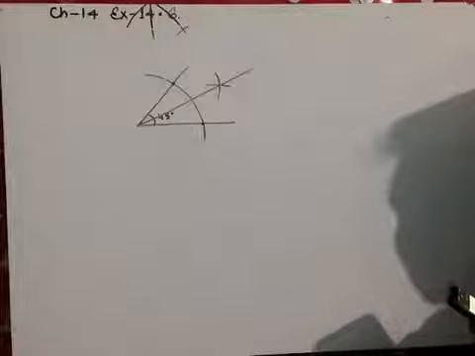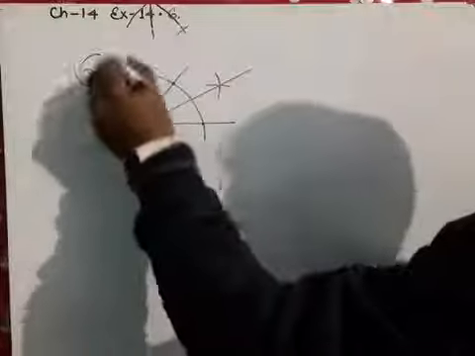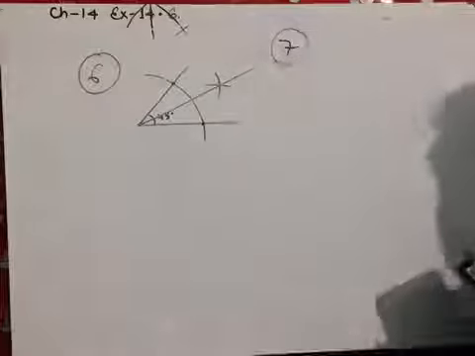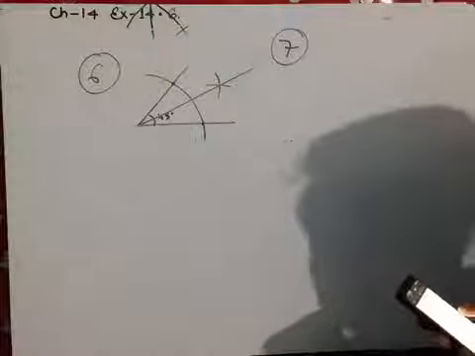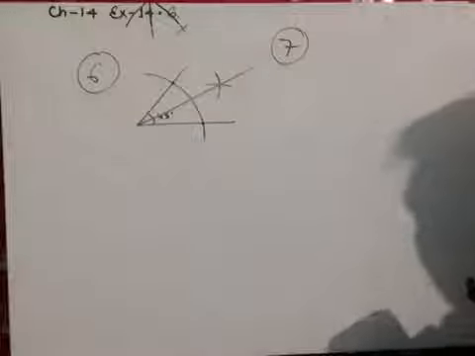Now, this is question number 6. We have to do the same thing in question number 7: draw an angle of measure 135 degrees and bisect it. So do it by yourself. Now going to question number 8: draw an angle of 70 degrees and make a copy of it.